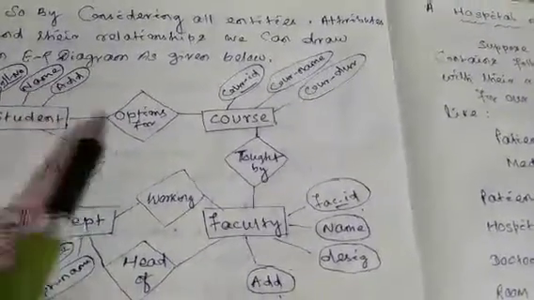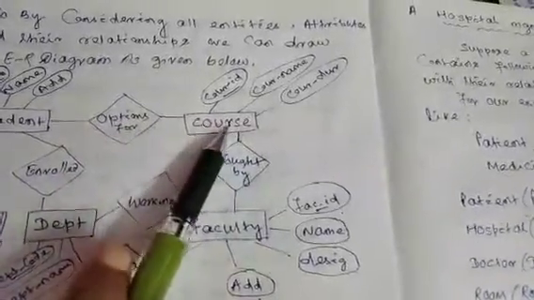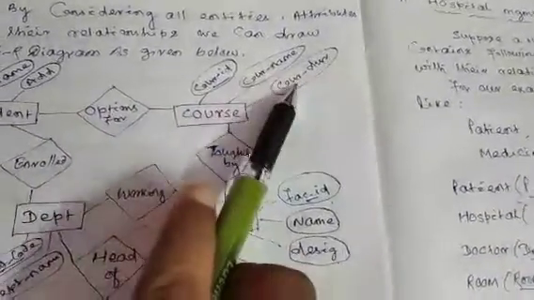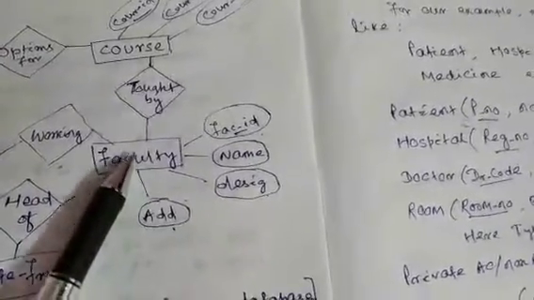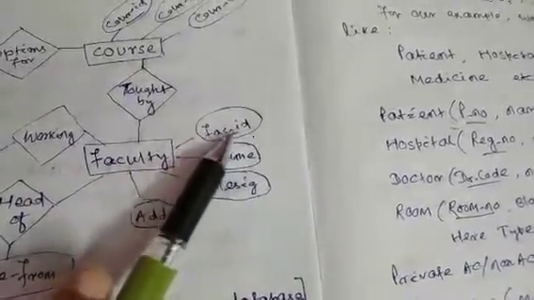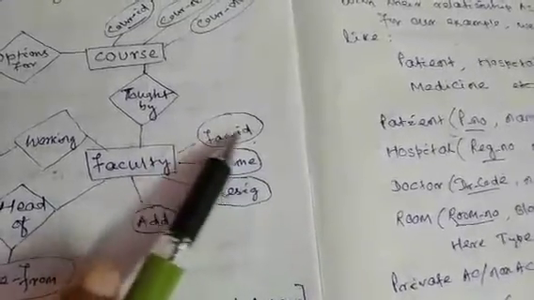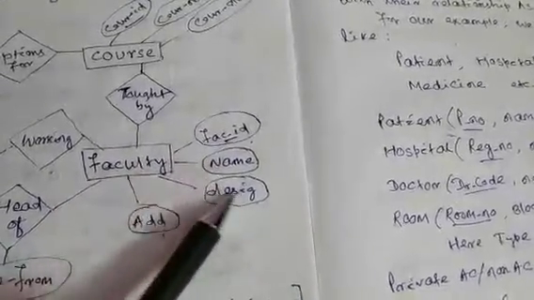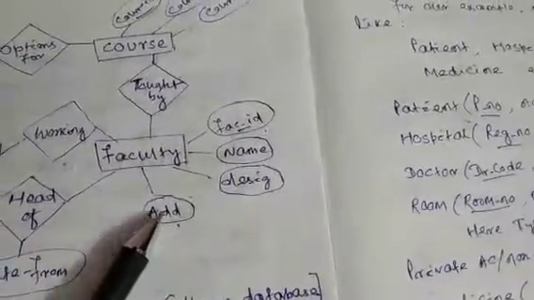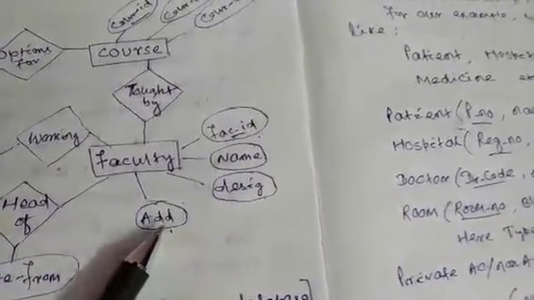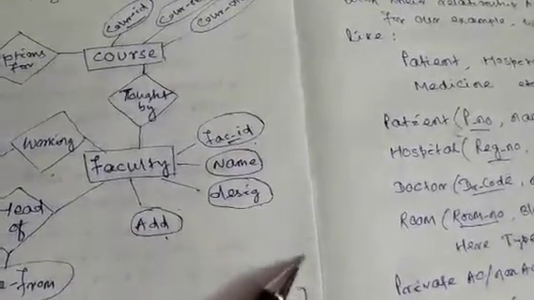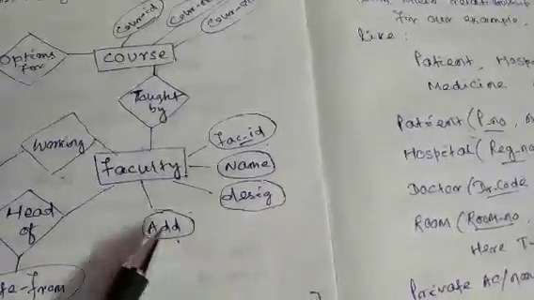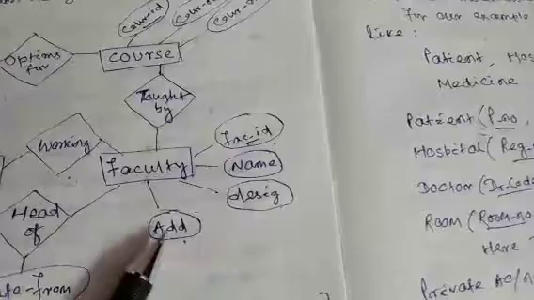A student gives the option to take admission in a course. In a course there must be course ID, course name, and course duration. Similarly, this course can be taught by a faculty member. These faculty members have attributes like faculty ID, which is considered as the primary key, and other attributes name, designation, and address. This address can be a composite attribute because the address has plot number, street number, state, postal pin code, and all those things. So the address is considered as a composite attribute.